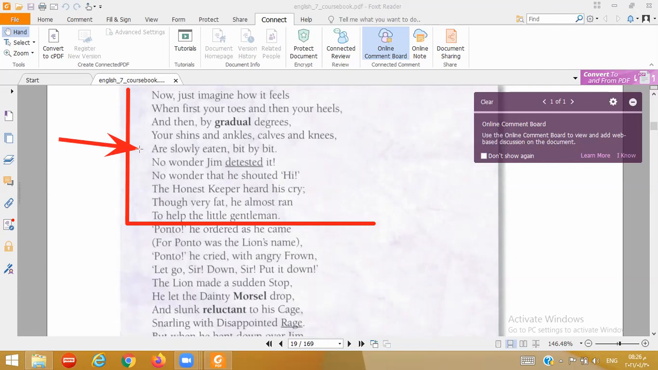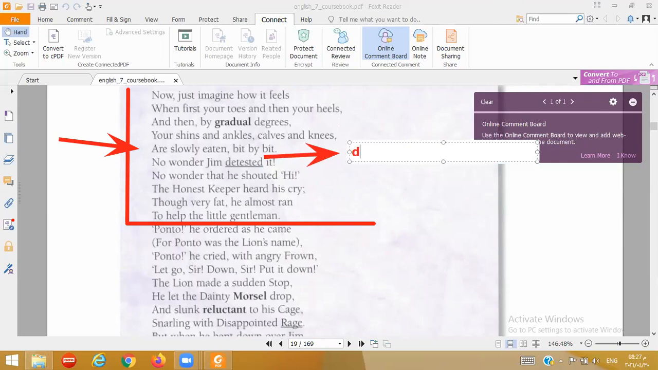No wonder Jim detested it. Detested. Yeah. No wonder that he shouted high. The honest keeper heard his cry. Though very fat, he almost ran to help the little gentleman. So here we go: slowly eating bit by bit. No wonder Jim detested it. Detested it means disliked. Okay?